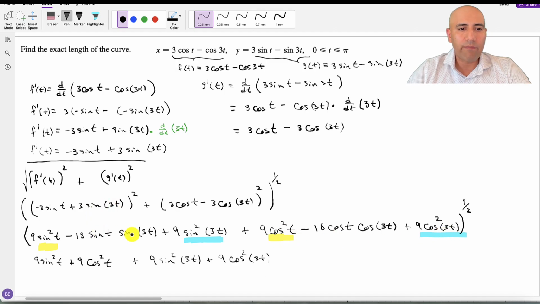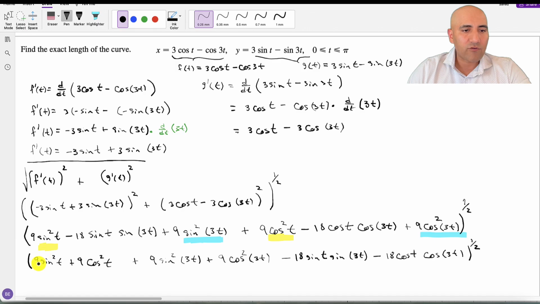Okay, so let's just bring the remaining terms together. There's a minus 18 sine of t sine of 3t. That takes care of this term. And then this term, minus 18 cosine of t cosine of 3t. Okay. All of that is still being raised to the power of 1/2.